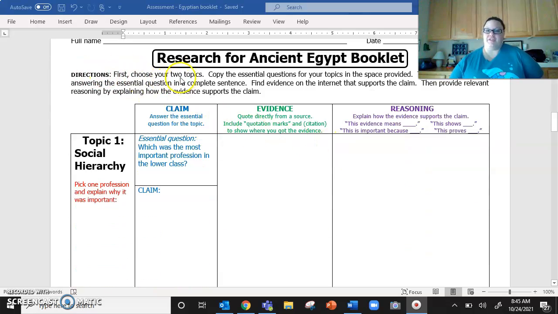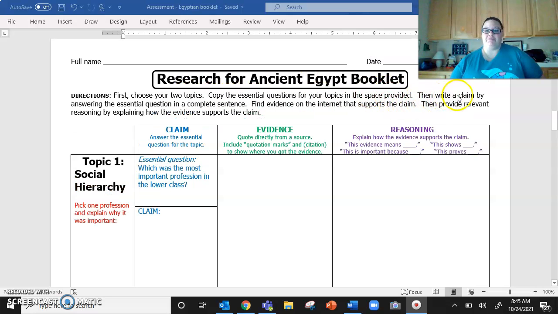First, choose your 2 topics. Hopefully you've already done that. Copy the essential questions for your topics in the space provided. Then write a claim by answering the essential question in a complete sentence. Find evidence on the internet that supports the claim. Then provide relevant reasoning by explaining how the evidence supports the claim.